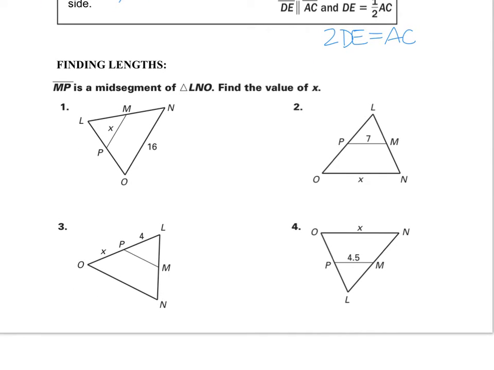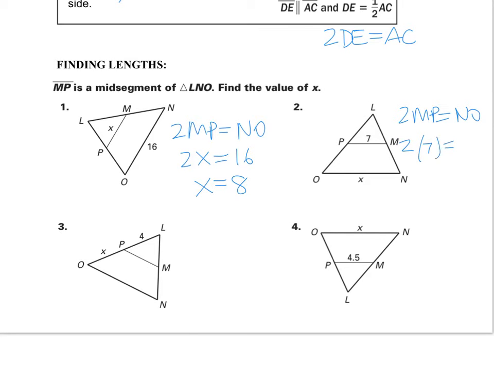So finding the lengths, it takes 2 MPs to equal NO. So 2x equals 16, x equals 8. Takes 2 MPs to equal NO. 2 times 7 is 14.